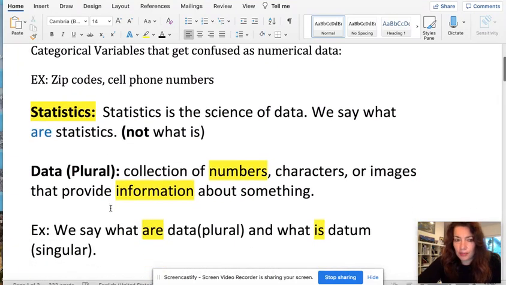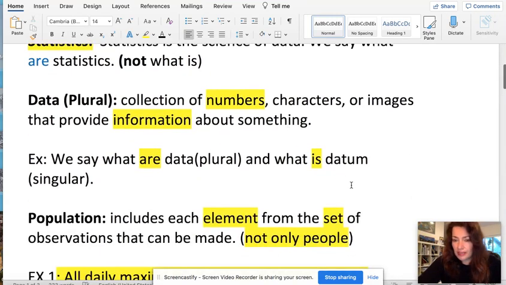All right. In your book, they mention statistics is the science of data, and that we say that data is plural. In other words, when we're looking at statistics, we say what are statistics and not what is. So if I'm referring to the singular form, statistics, it's like the course we are taking is statistics. But when you're looking at data, data itself is plural, so we say what are data. So singular data is datum, D-A-T-U-M.